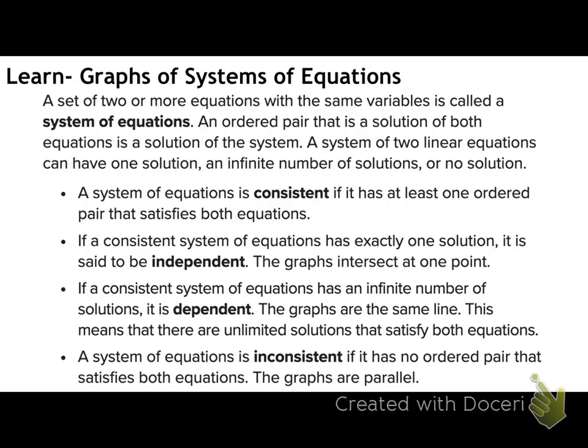A system of equations is inconsistent if it has no ordered pair that satisfies both equations. The graphs are parallel. Parallel lines do not intersect, correct? So if you're looking for the point of intersection, but they don't intersect, we don't have a solution. There's no ordered pair that satisfies both equations. Any questions about any of this information here? I'll give you a little bit more time to write down.